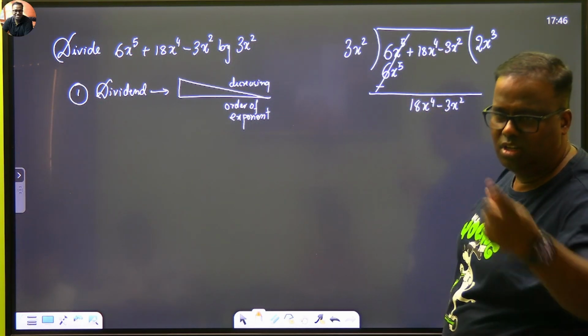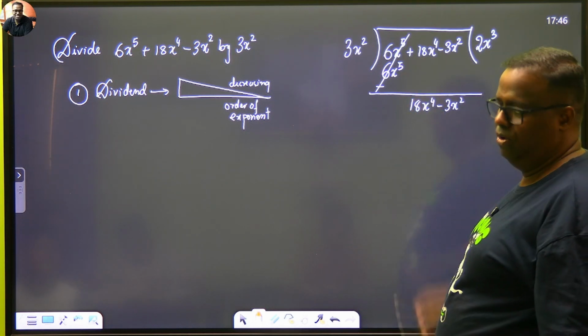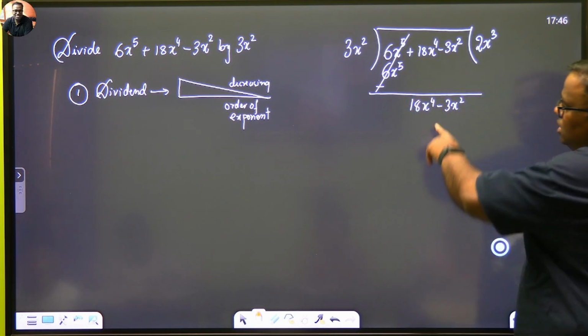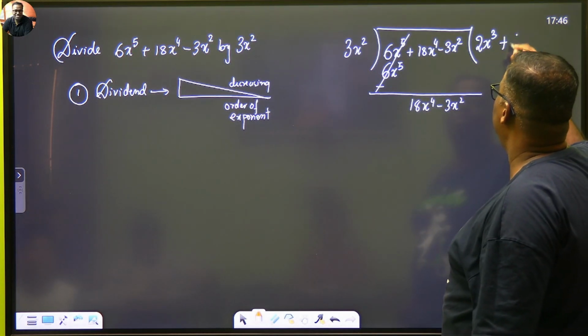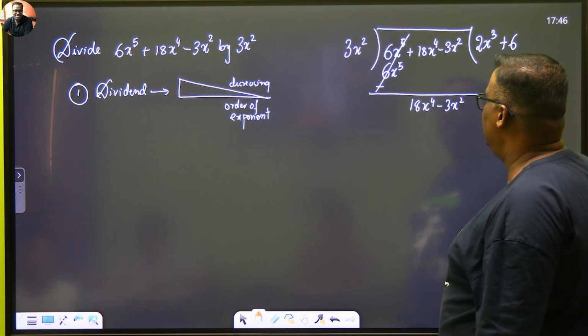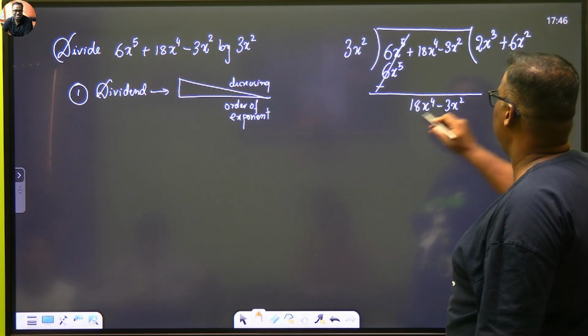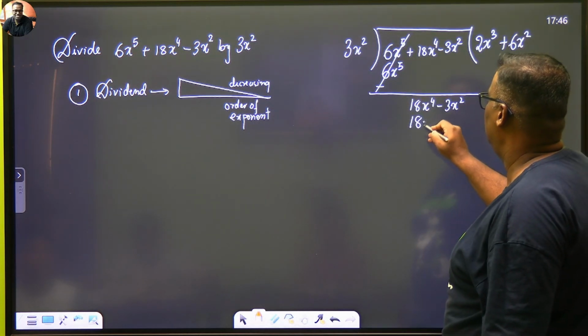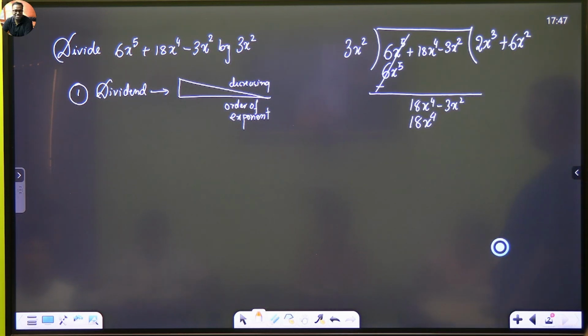Now what? Repeat the same step. Try to kill this fellow. So in order to kill this fellow, he's a positive 18. So I multiply this with a positive 6. And x4, x square. So I'll take a x square. So you have understood. I thought that you all will struggle. You all are smart chicks. Okay, 18 x4. Got it?